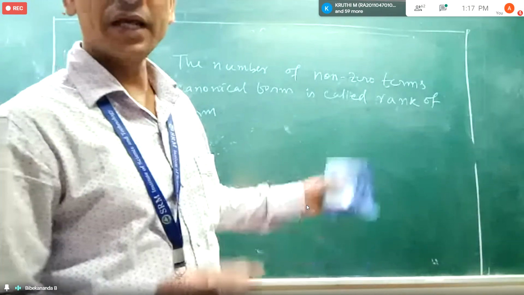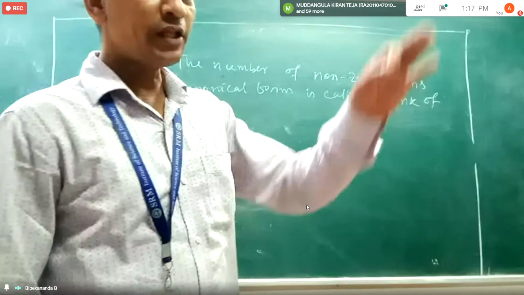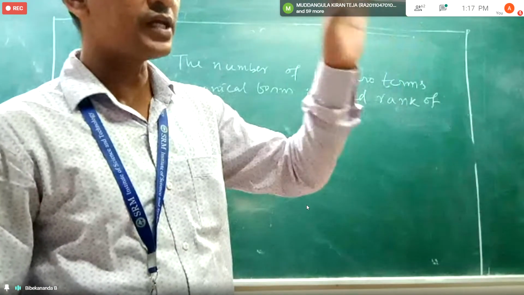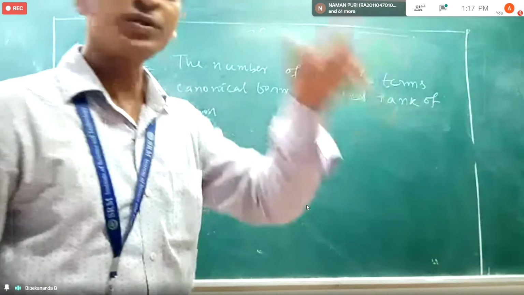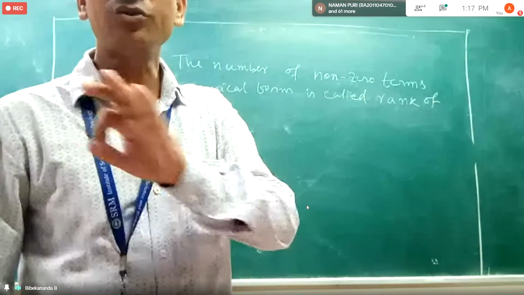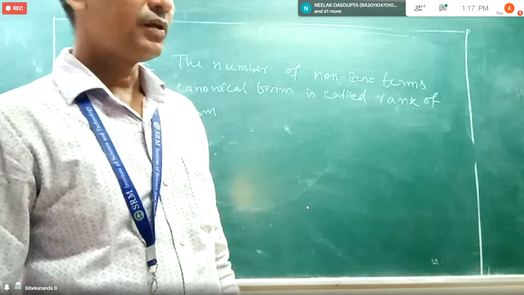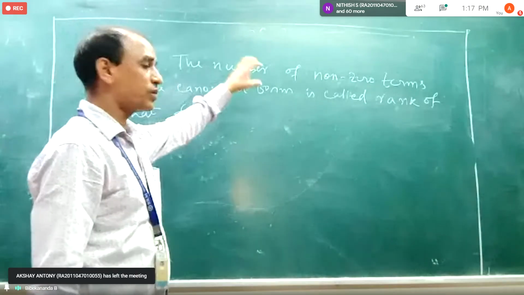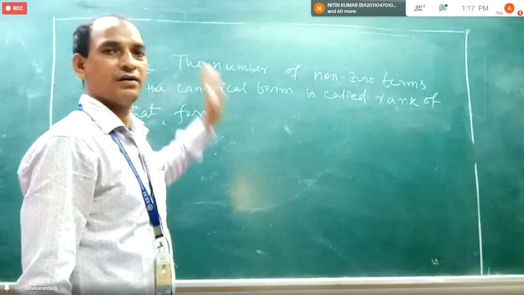Now, what is the difference between this statement and the previous statement? In the previous statement, we were considering only positive terms, but here we are considering all non-zero terms. Either it may be positive, it may be negative, but it should not be 0. Understand? So all the terms, whether positive or negative but non-zero, the number of such terms in the canonical form will be the rank of the canonical form.